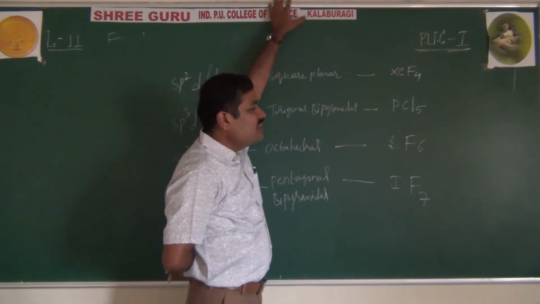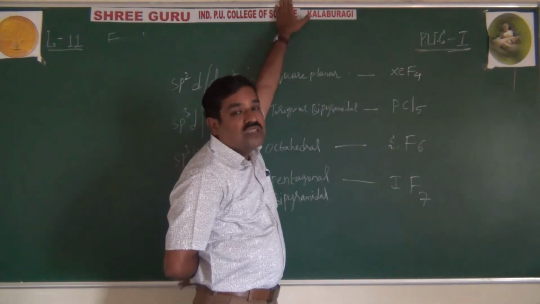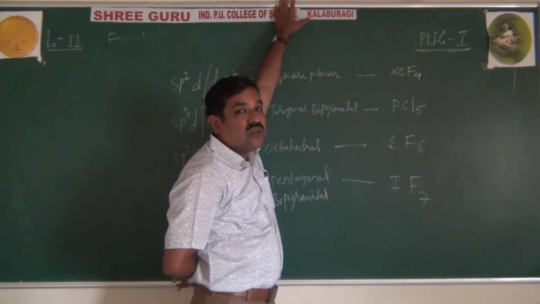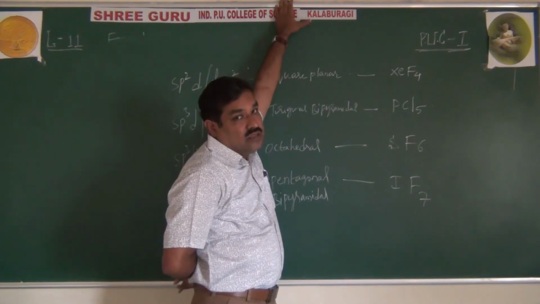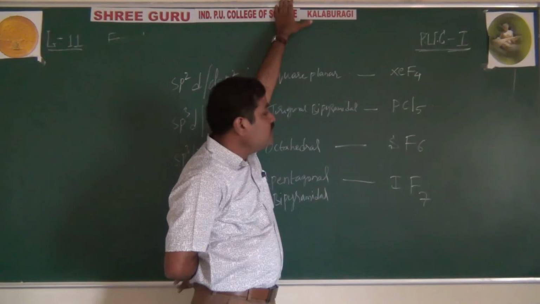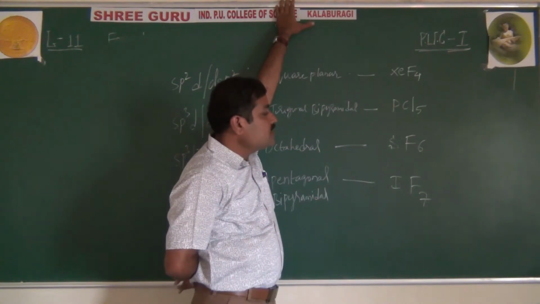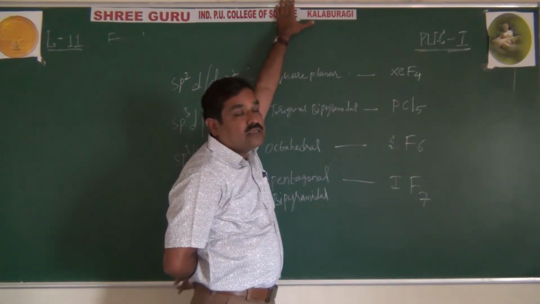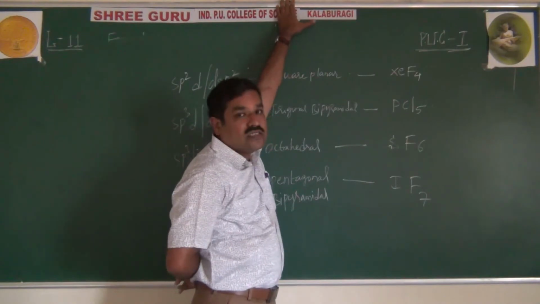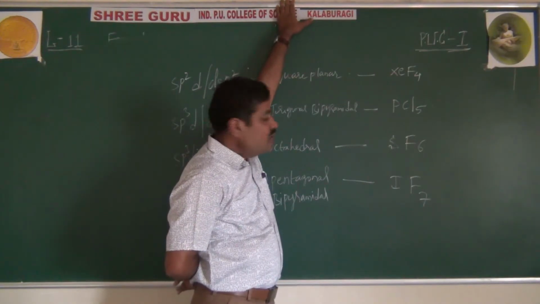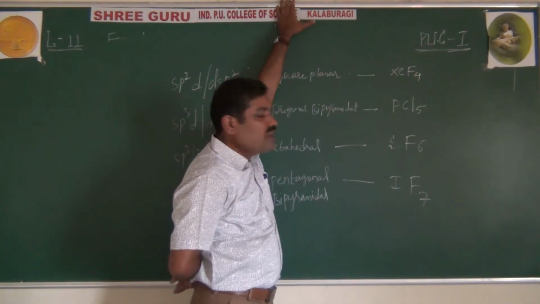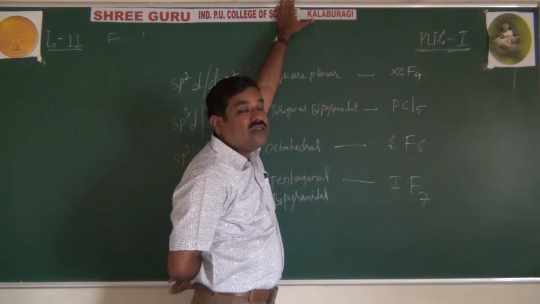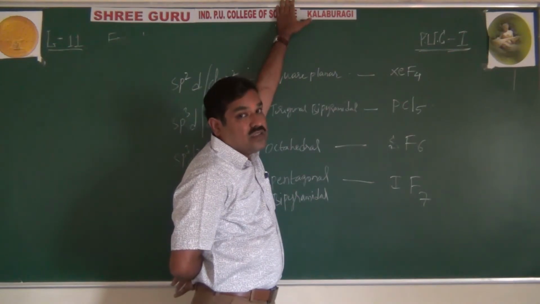PCl5, sp3d: here there are 3 equatorial and 2 axial bonds. All equatorial bonds are 120 and axial bonds are 90 degrees. Got it? And SF6, what is it? SF6 is octahedral, all 6 bonds are 90 degrees to each other. And IF7 is pentagonal bipyramidal, here 6 bonds are 90 and 1 is 72. 72, very, very important for CET, right?